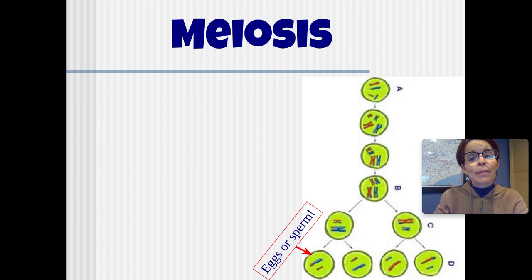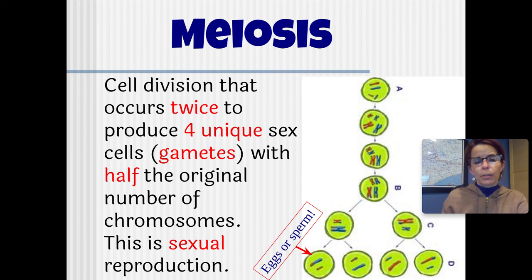We are going to talk about a special kind of cell division today called meiosis. Meiosis is what produces the eggs or sperm. So, meiosis is cell division that occurs two times. The cell divides into two cells and then it divides again into two more cells. So, it produces four unique sex cells, and sex cells are called gametes.